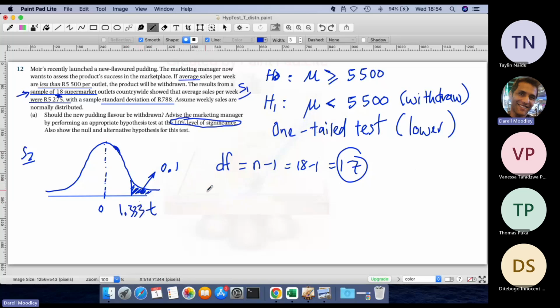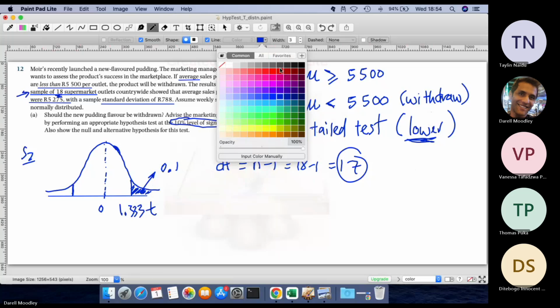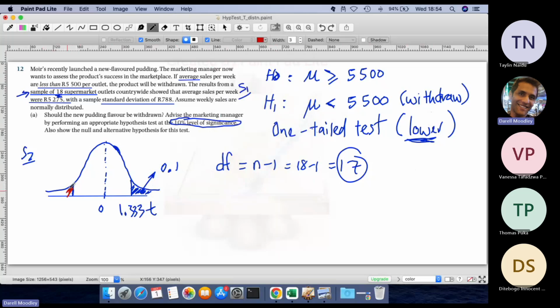But some of you may remember that earlier I said it is a lower tail test. So why am I working with the region on the right? If it's a lower tail test, the rejection region isn't on the right, it's actually here. I'll shade it red like before. My rejection region is here, and my alpha should be here, 0.1.